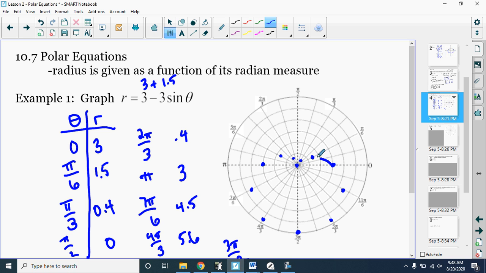So this graph looks like this. That's not great. There we go, not too bad. So it looks kind of like a heart kind of thing.